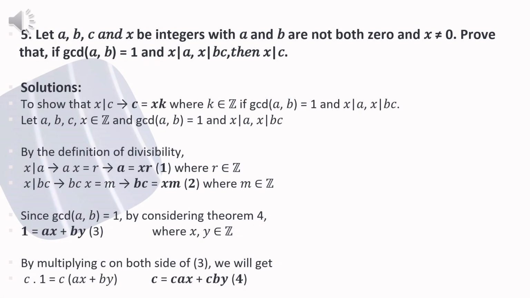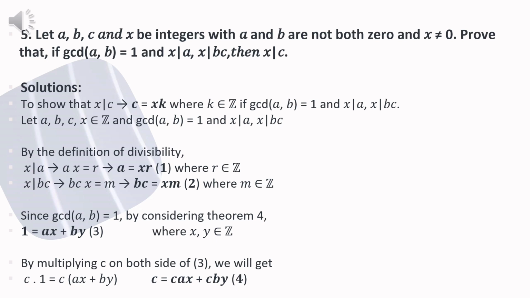Okay, the question is, let A, B, C and X be integers with A and B not both 0 and X not equal to 0. Prove that if GCD of A and B equals 1 and X divides A, X divides BC, then X divides C. So the solution for the question is to show that X divides C, where C equals X times K, where K is an element of integers.